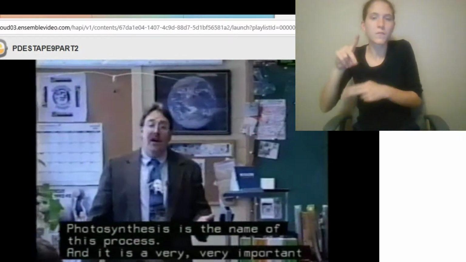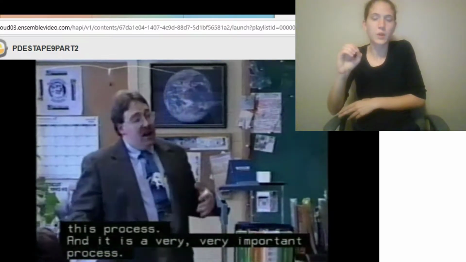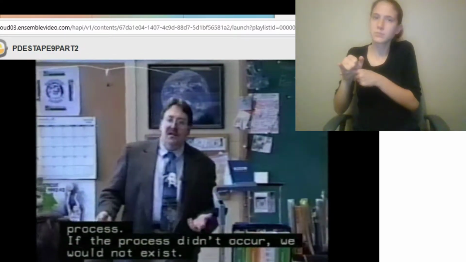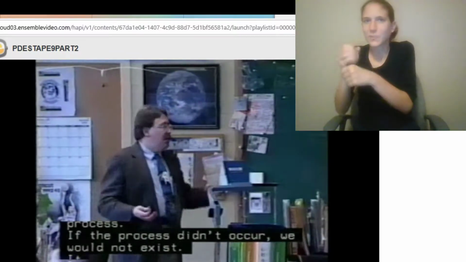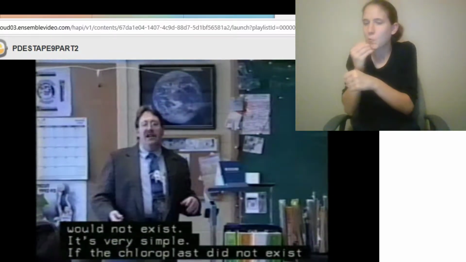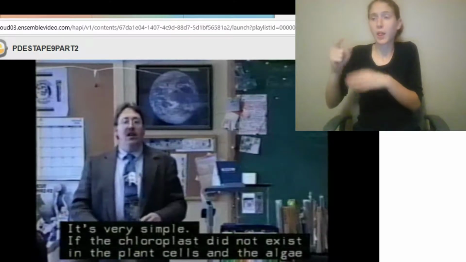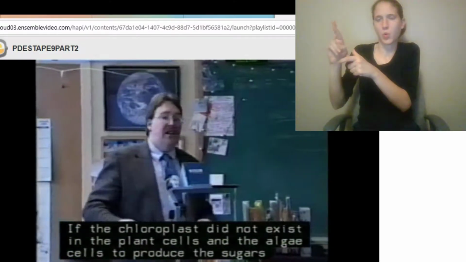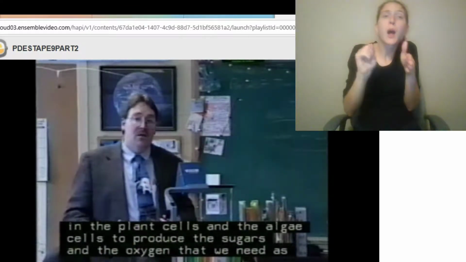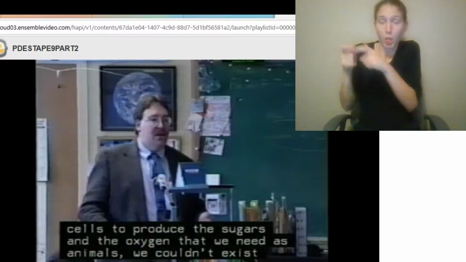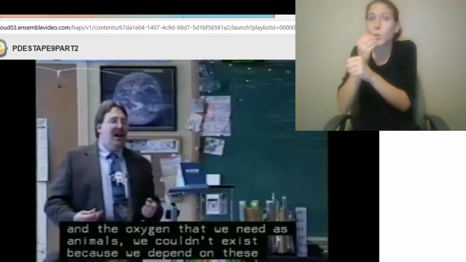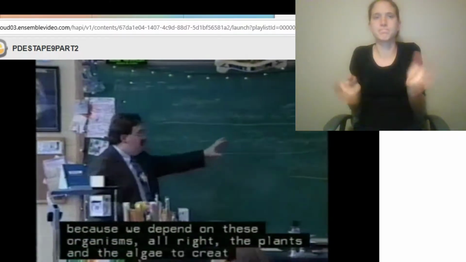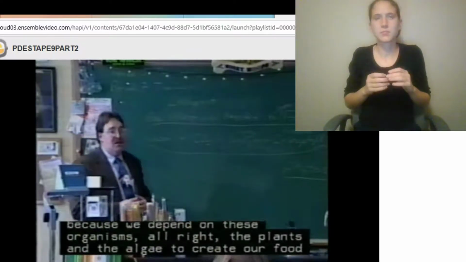And it is a very, very important process. If this process did not occur, we would not exist. It's very simple. If the chloroplasts did not exist in the plant cells and the algae cells to produce the sugars and the oxygen that we need as animals, we couldn't exist because we depend on these organisms, the plants and the algae, to create our food for us.